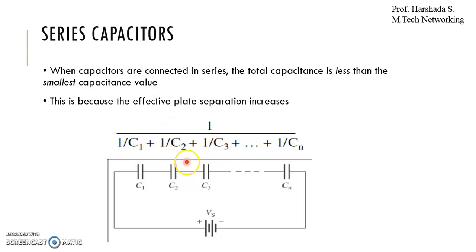So see here the formula. Suppose the circuit diagram is like this: C1, C2, C3 and Cn. So how to calculate? In series there is always a reciprocal. So 1 upon C total equals 1 upon C1 plus 1 upon C2 plus 1 upon C3 up to 1 upon Cn. So this is the formula of series capacitors. In the next lecture we will see the examples and the parallel capacitor. Thank you.